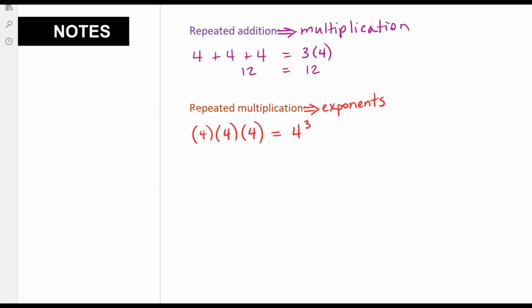The 3 is a power or an exponent, and 4 is the base, or the number that I'm using as a factor. If I look at the left side of this equation, 4 times 4 is 16, and 16 times 4 is 64. And if I take 4 to the third power to my calculator, then it's going to give me 64 for that as well. So exponents are just a shortcut notation for repeated multiplication.